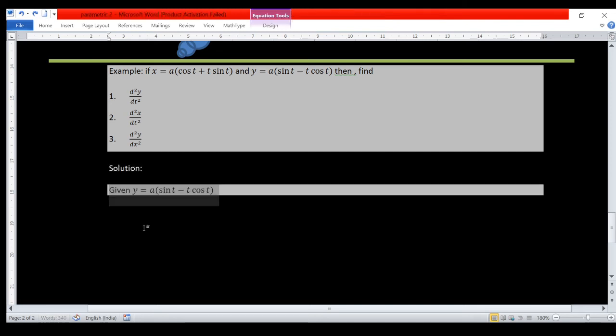Given y is equal to a(sin t − t cos t). I started with y first, because the question also asks for d²y/dt². Differentiate with respect to t.